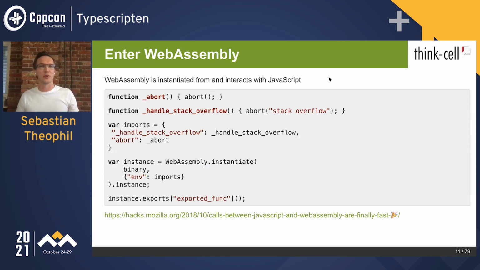Also pretty simple. We define two JavaScript functions here, abort and handleStackOverflow, that we will supply to our WebAssembly module. Both will simply call abort in JavaScript, print an error message to the JavaScript console. We create a map of those imports. Then we instantiate the WebAssembly module with the binary that we have downloaded from somewhere. And we get an instance back, so a linked instance of our WebAssembly module. And we can call the exported functions on that WebAssembly thing.